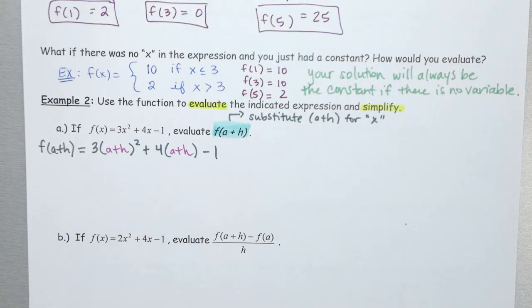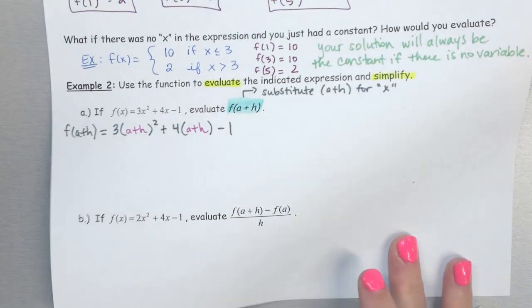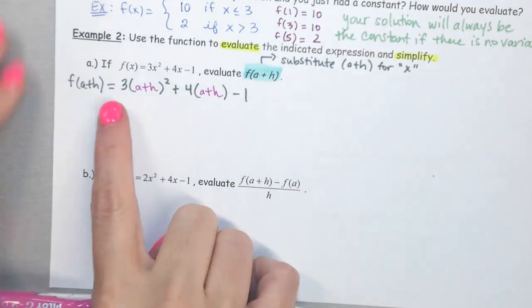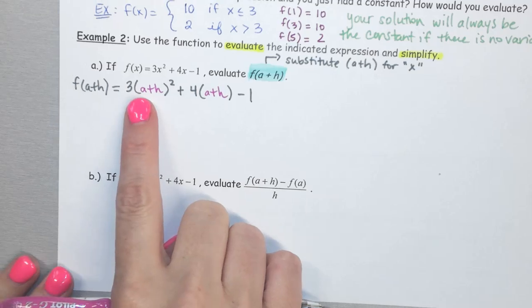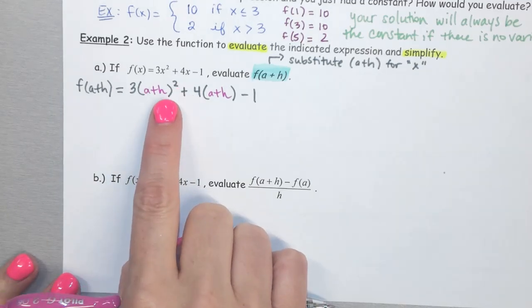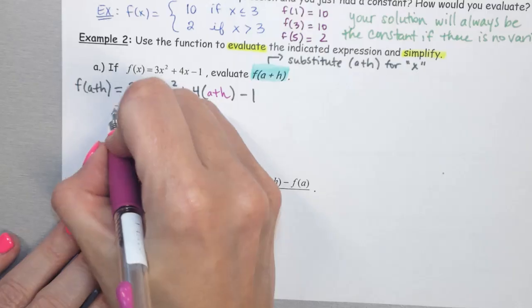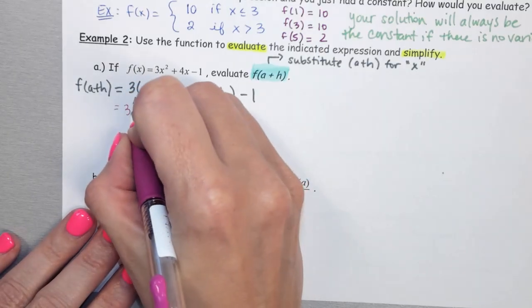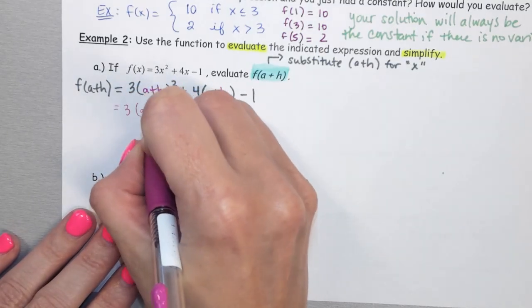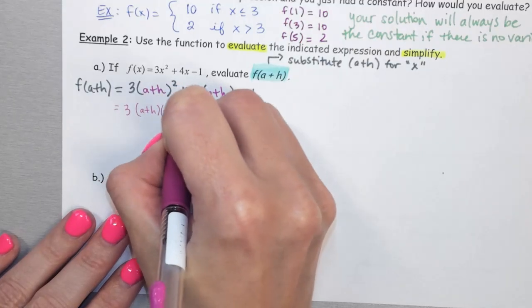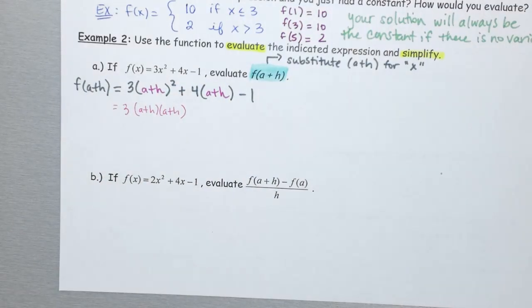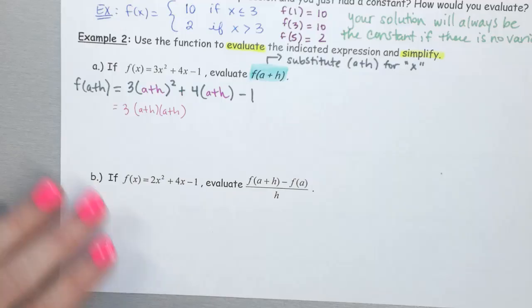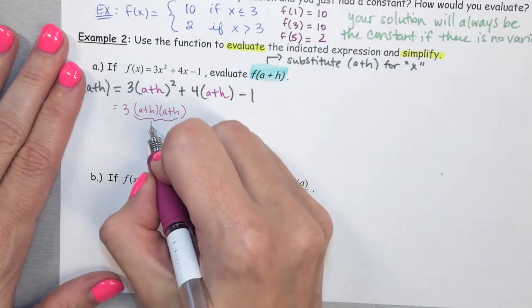Now from here, we have to keep in mind our order of operations. We don't want to multiply by 3 first, because in our order of operations, we do exponents before we multiply. So this would be 3 times a plus h squared, and remember, a plus h squared is a plus h times a plus h. So don't just write a squared plus h squared. That's incorrect. We are going to have to FOIL.